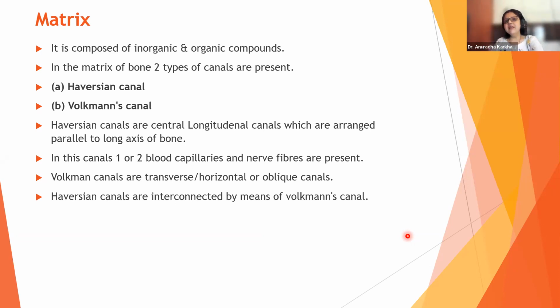So Haversian canals are how? Parallel to the axis of the long bone. Volkmann canals are how? Oblique or transverse canals which connect two Haversian canals of the long bones.